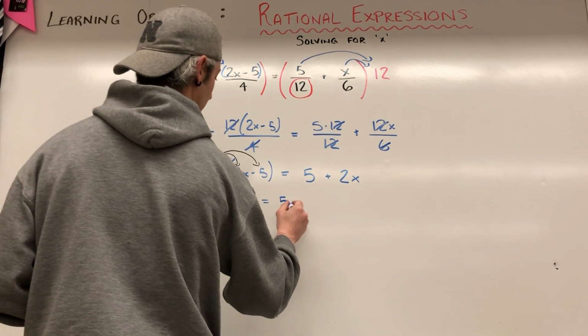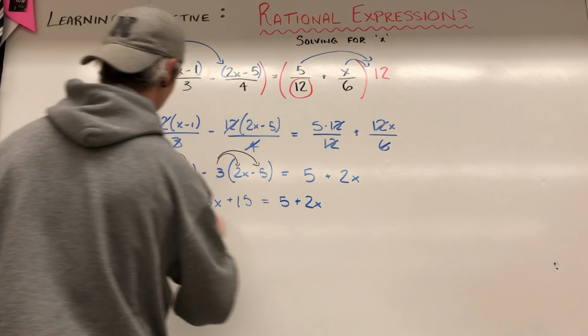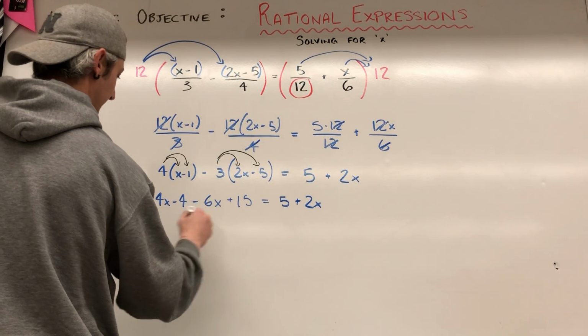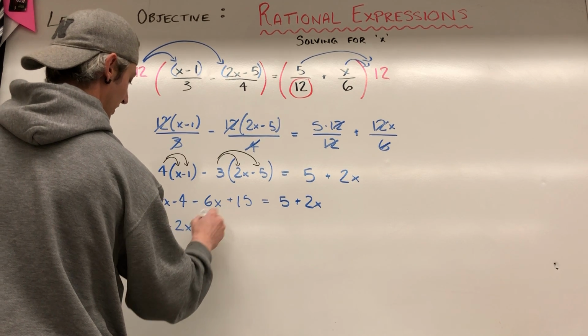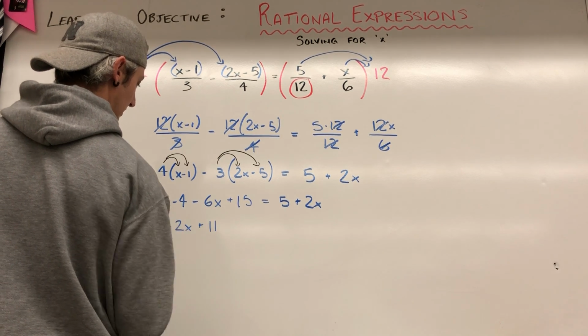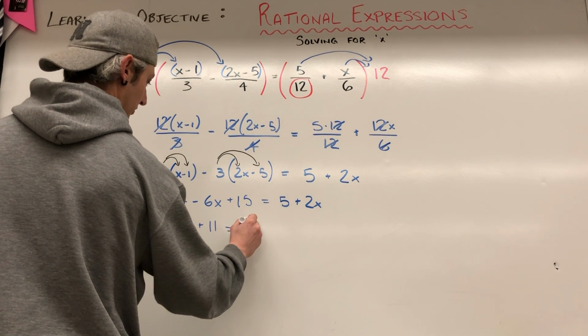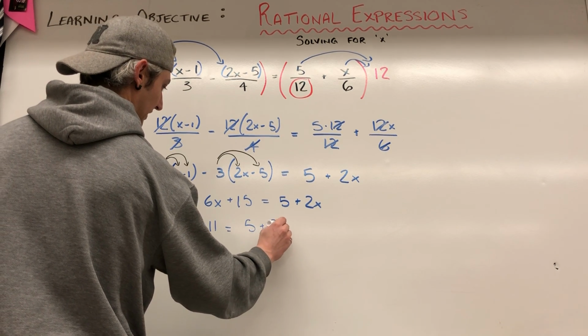is equal to 5 plus 2x. I'm going to collect all my x's and all my numbers on this side. So 4 minus 6 is negative 2x. Minus 4 plus 15 is plus 11. Is equal to 5 plus 2x.